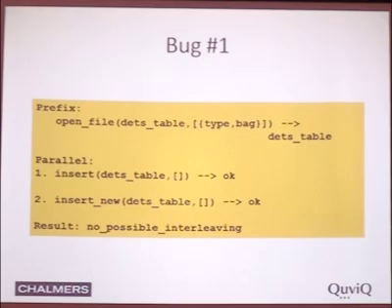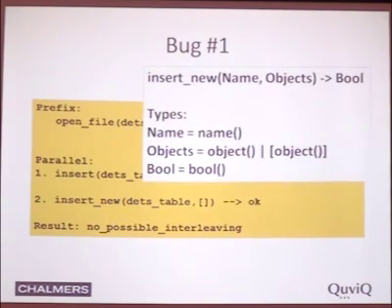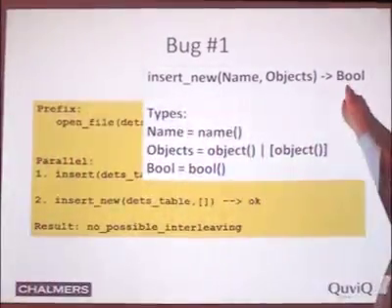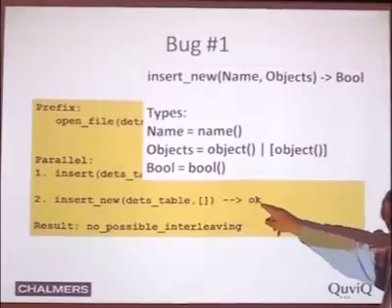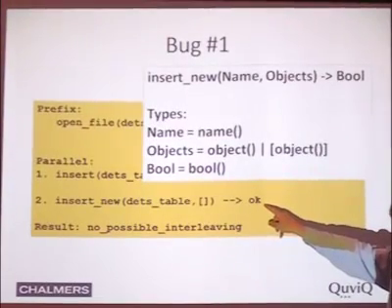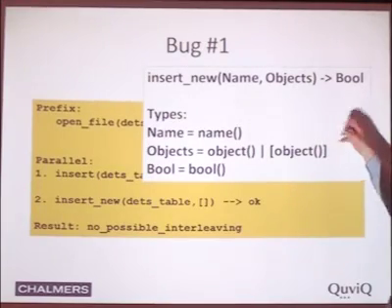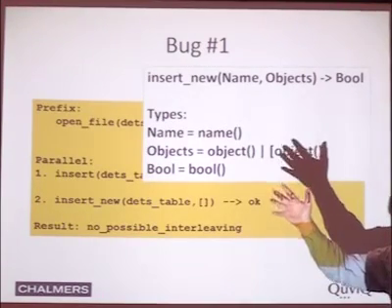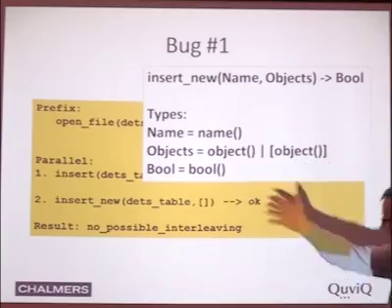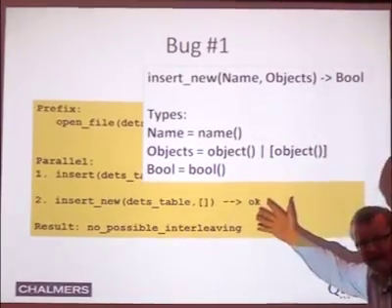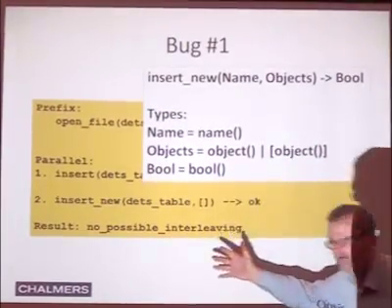What's wrong with that? Problem with QuickCheck? Maybe problem with the model? Here's what the documentation of insert new says. Look at the result type. Boom! It's returning okay. So it's supposed to return true or false. And in sequential tests, it always does. But when you run concurrent ones, it returns okay. Where does that come from?